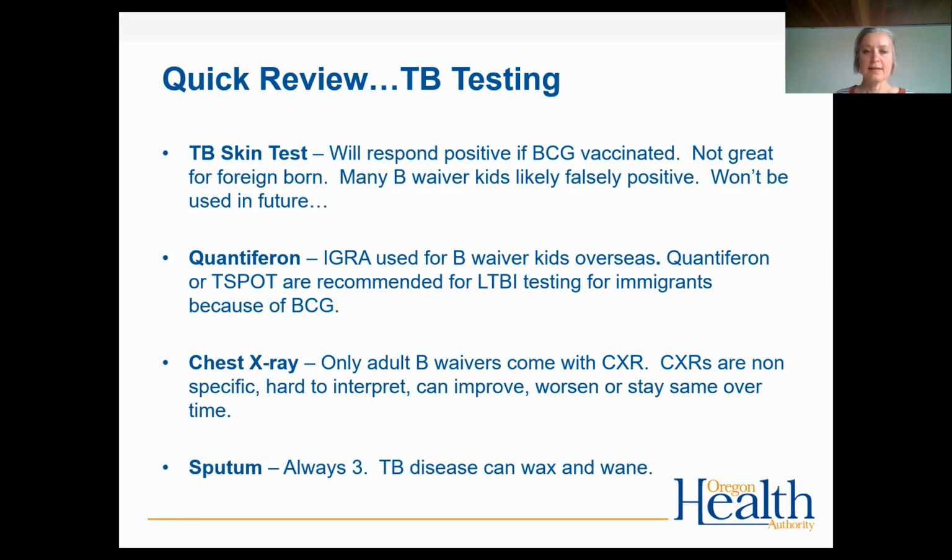Chest x-rays. So as we'll find out during the presentation, only adult B-Waivers come with chest x-rays. The thing to remember about chest x-rays is that they're not very specific. They can be hard to interpret. They could improve since the person left their home country, worsen, or even stay the same over time. So a lot of times you'll find when a B-Waiver immigrant arrives with an abnormal chest x-ray, you may do a new chest x-ray and you'll find out it's entirely normal. So that does happen, and there's a bunch of reasons why.